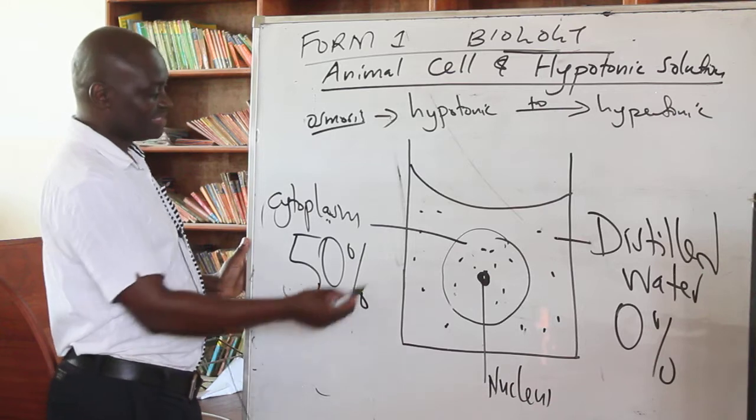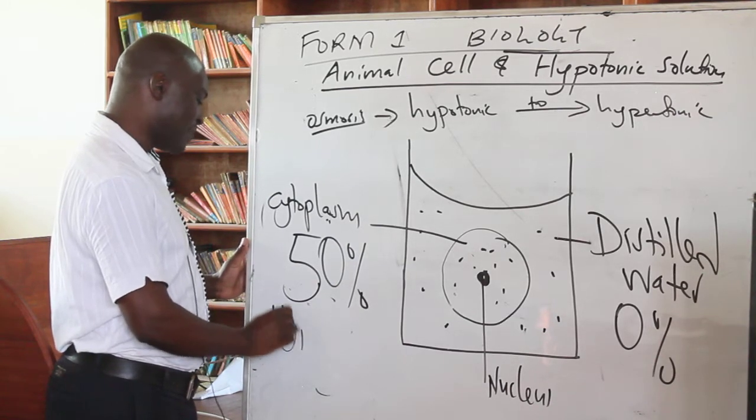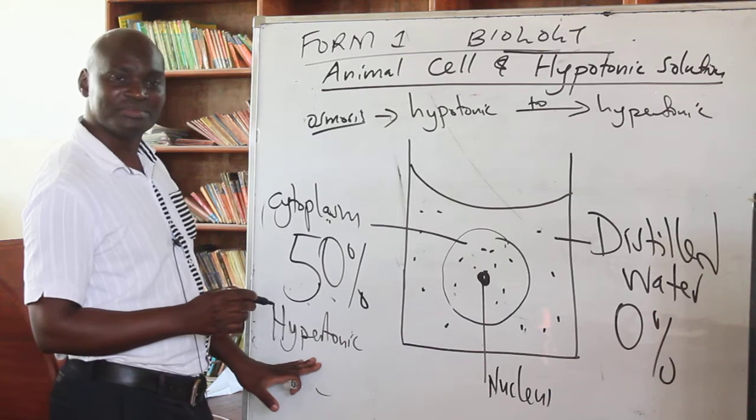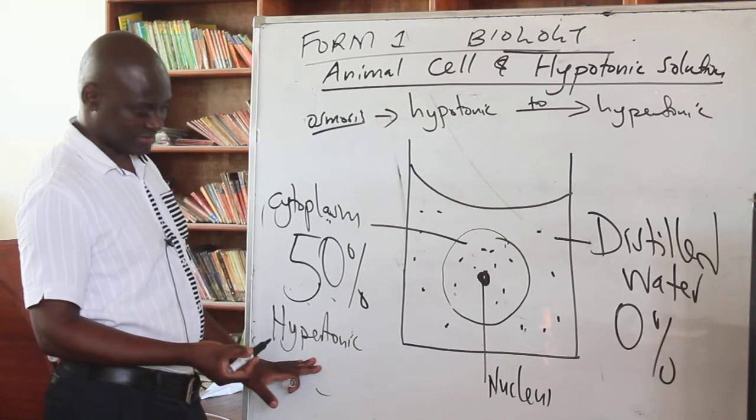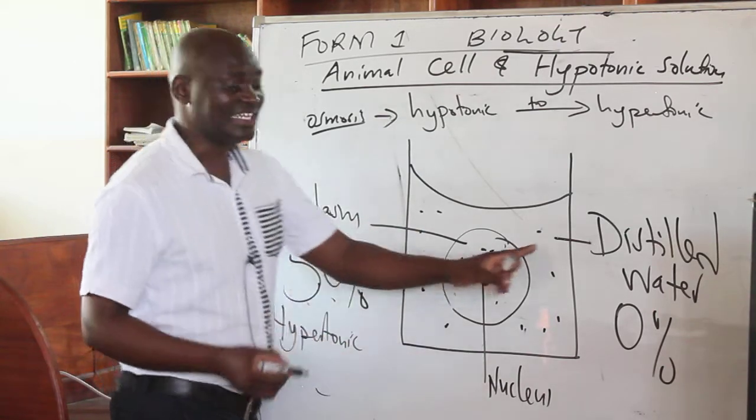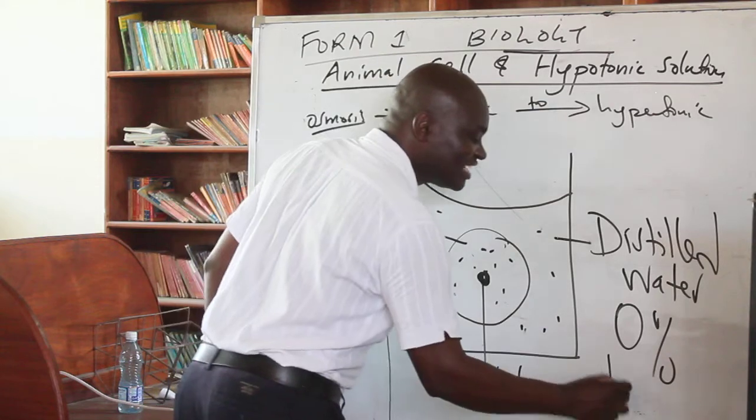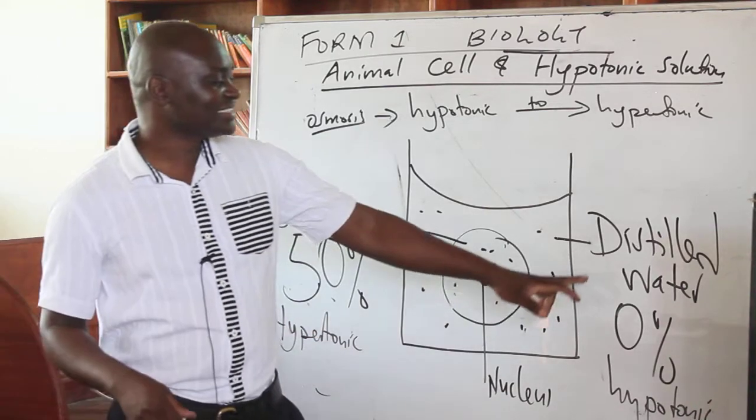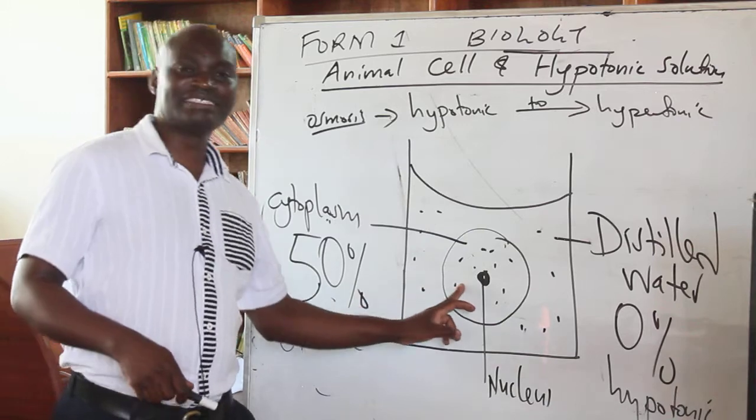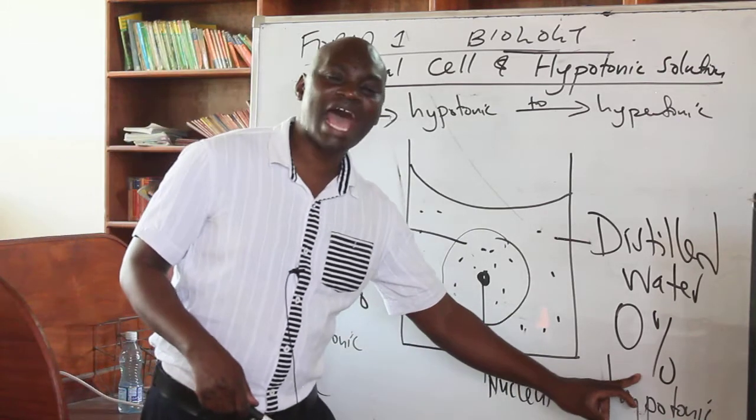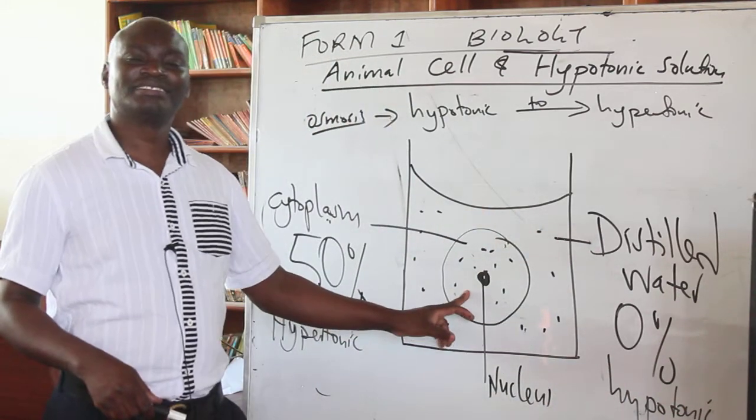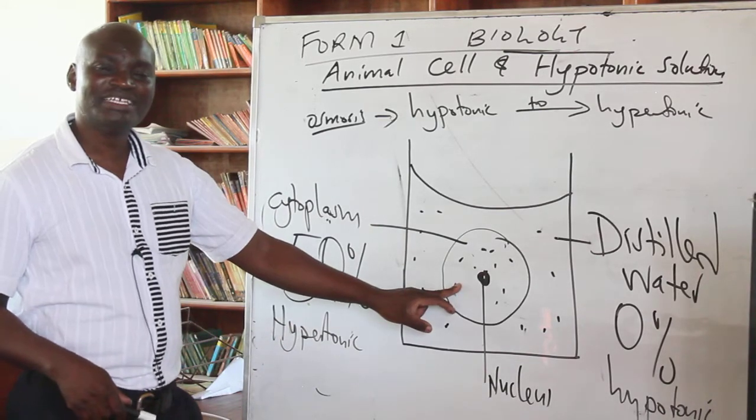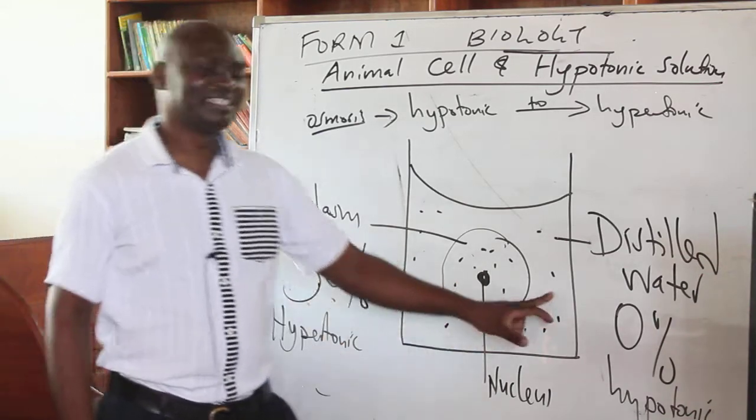So we can say the cell cytoplasm is hypertonic to the distilled water. So the distilled water is hypotonic. The distilled water is of lower concentration than the cell cytoplasm, so the distilled water is hypotonic to the cell cytoplasm, and the cell cytoplasm is hypertonic to the distilled water.